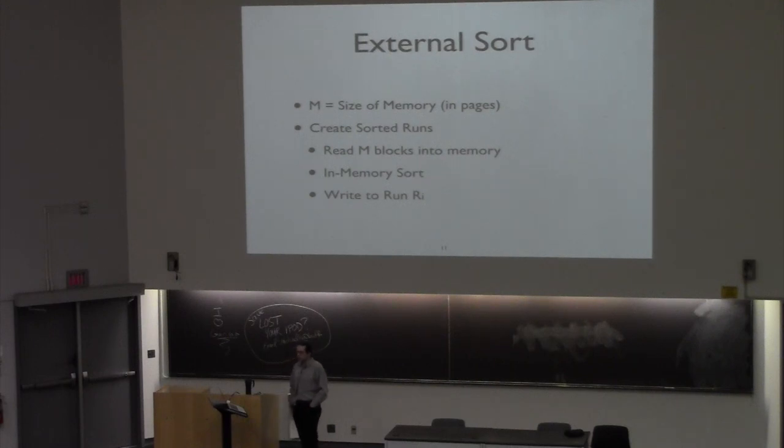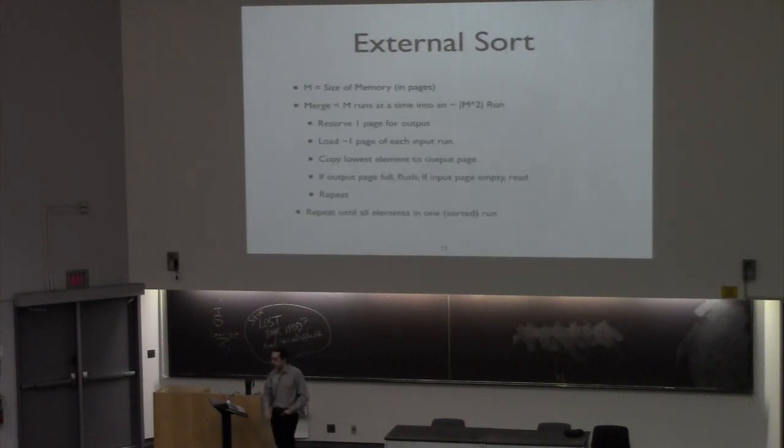Cost estimation for external sort. So just to remind you, external sort involves two stages. Stage one, you're going to read in m blocks at a time and sort those m blocks. Make sure that those m blocks are sorted. Then once you have these sorted, what are called runs, you're going to take a bunch of these and merge them together using the standard merge sort algorithm.